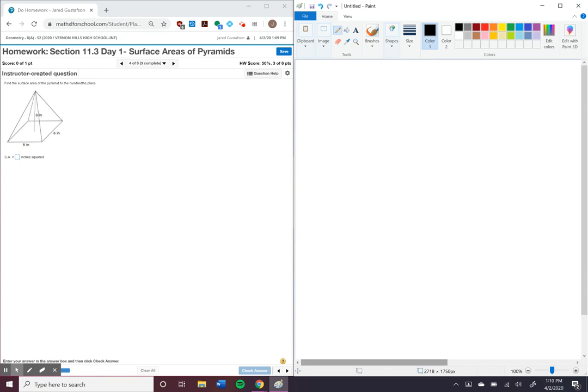All right, so next pyramid, find the surface area of the pyramid to the 100th place. Looks like we are not given the slant height. So we need 1/2 times the perimeter times the slant height plus the area of the base. The base is a square, so the perimeter is going to be 4 times 6, which is 24. The area of the base is 6 times 6, side times side, which is 36.